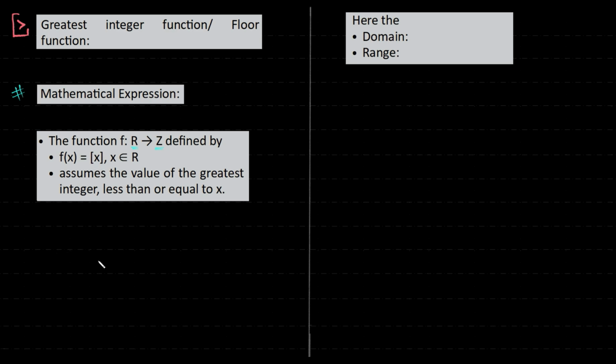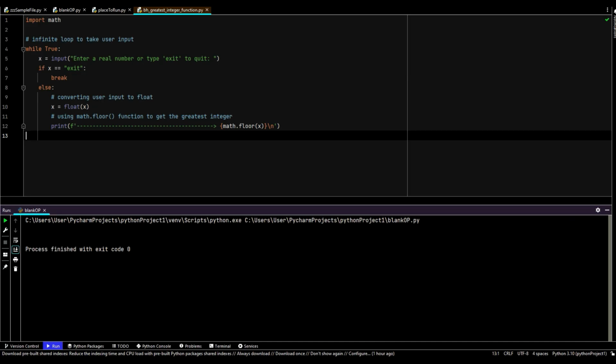Also, this way it makes sense actually. Let me write it over here itself. You won't see this in your books, but this is how you can also represent the floor function. What it does is it assumes the value of the greatest integer that is less than or equal to x, right? That behavior is tough to talk about over here, so I'll show it off.